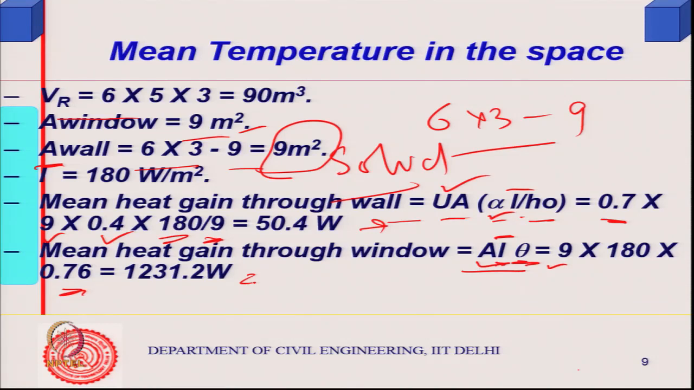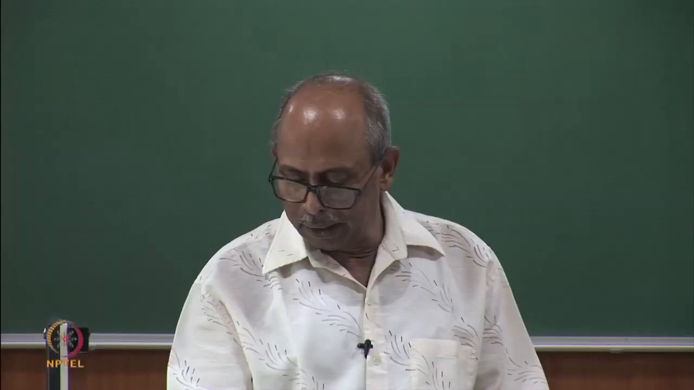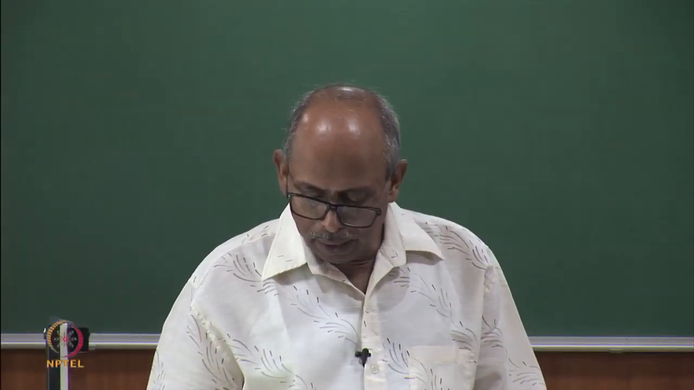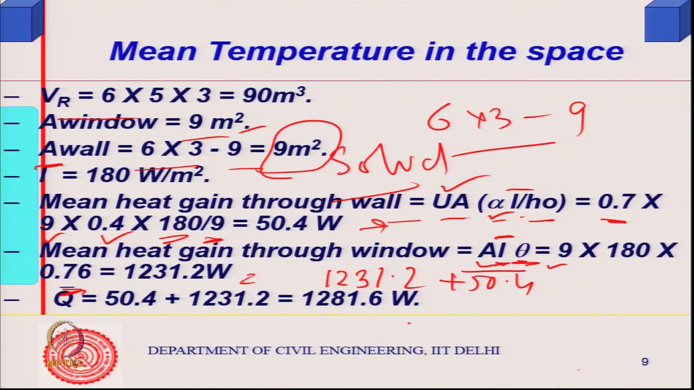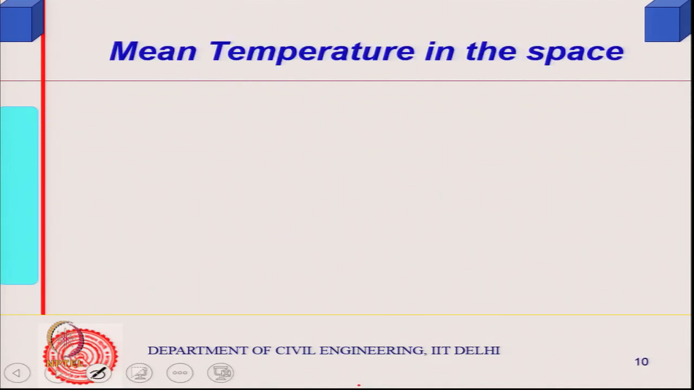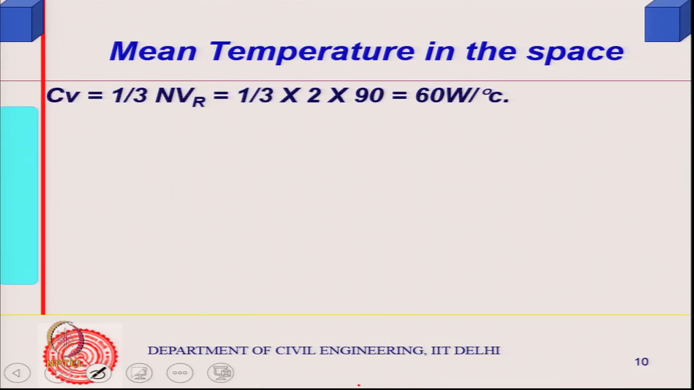So, you can see the total heat gain is 1231.2 plus 50.4, and that must be dissipated if the mean temperature has to remain constant. So, Q is 1281.6 watt, the sum of these two. Now, CV: 2 air changes is given.